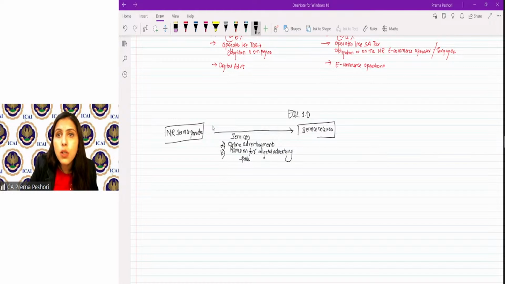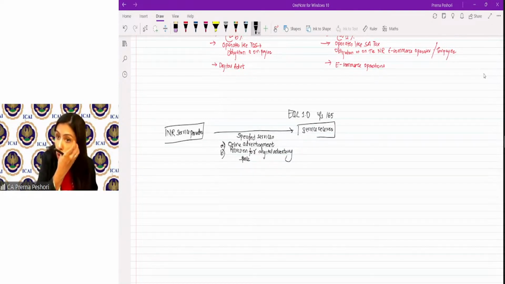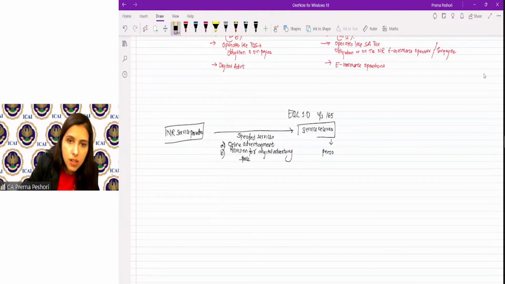Now, for the applicability of equalization levy 1.0, this is provided under section 165 of the Finance Act and not the Income Tax Act. So, specified services, not just services, you can write the specified services. Specified services, if provided by a non-resident, are provided to a person resident in India. Who is the service receiver? A resident of India.